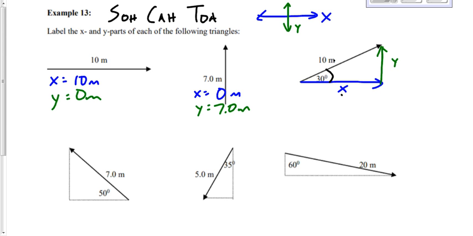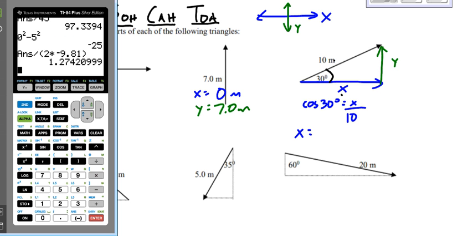So if we're looking for x, we're looking for adjacent, and we have hypotenuse. Which trig function are we going to use if we have hypotenuse and we're looking for adjacent? Which one goes with adjacent and hypotenuse, Marcos? Cosine. So let's do that. Let's say cosine 30 degrees is equal to adjacent over hypotenuse. Now, we're going to do that on our calculators here. Follow along with me.